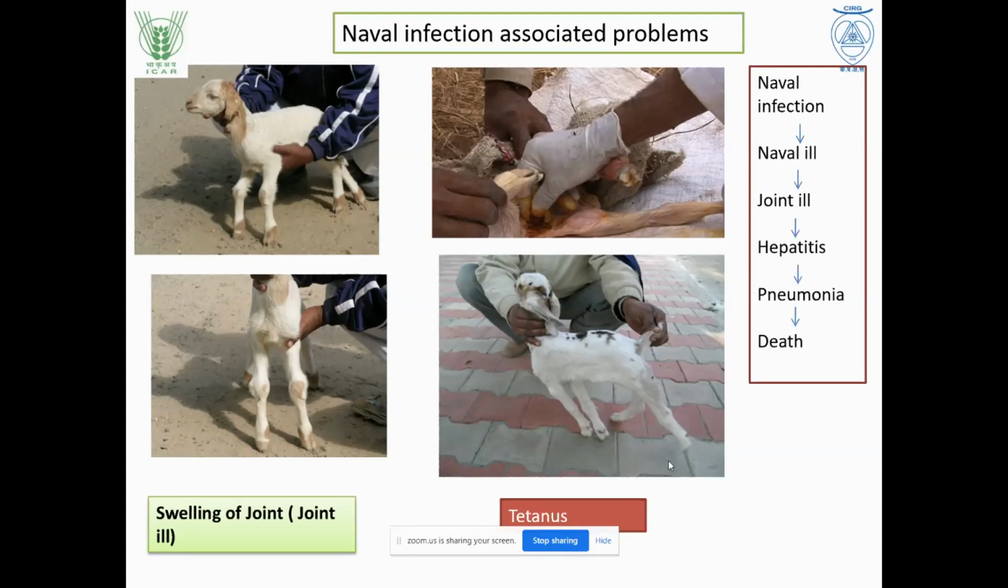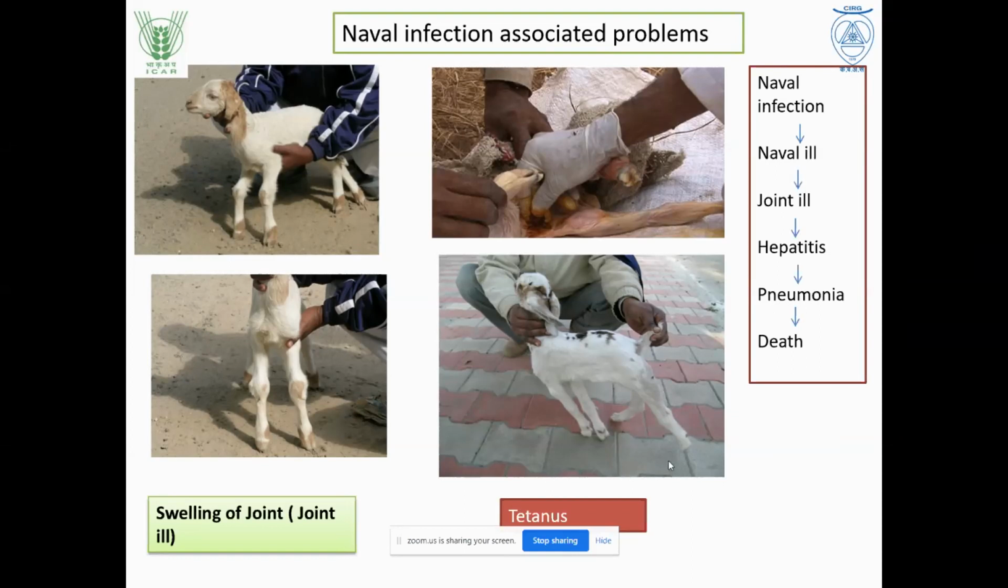When there is a navel infection, it is very commonly known as navel ill. Then the infection reaches the joints, causing enlargement of the joints and painful joints. If the infection reaches a nearby organ from the navel, such as the liver, it causes hepatitis.